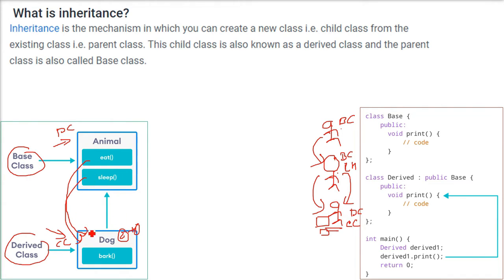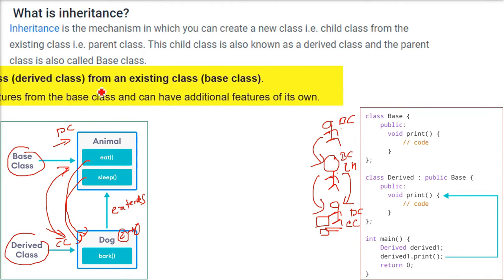See, the child is inheriting all the content of base, but base cannot inherit anything from the child. The reverse is not possible. So dog extends animal. Dog class extends animal. That is, the dog is inheriting the animal class, or you can say animal is inherited.